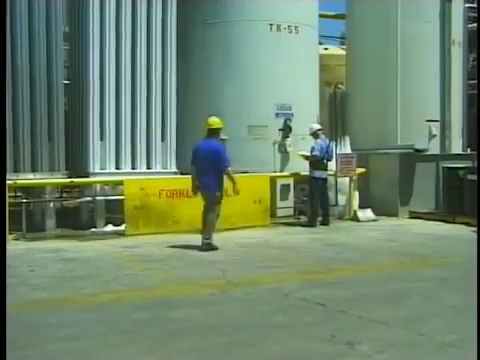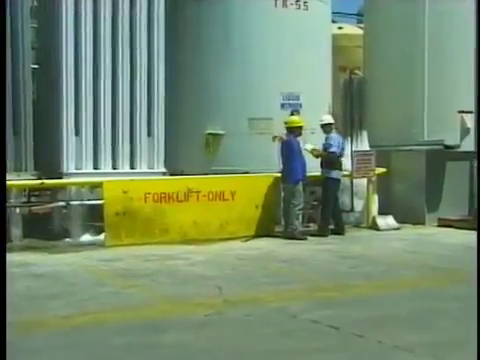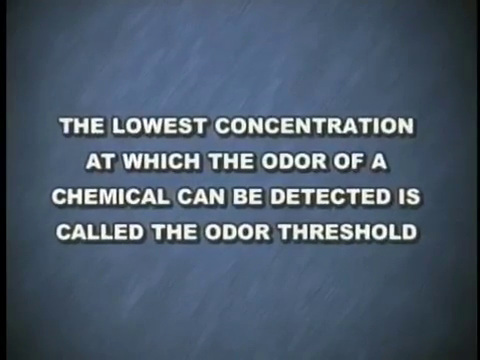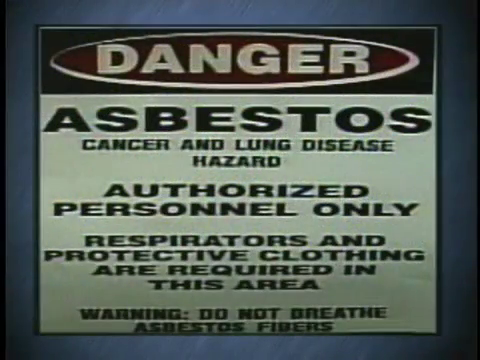Some chemicals have characteristics that can be perceived by workers and can serve as a warning of the chemical's presence. The lowest concentration at which the odor of a chemical can be detected is called the odor threshold. Some substances, such as asbestos, have no odor and therefore provide no warning of their presence.